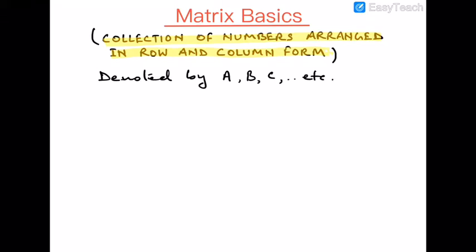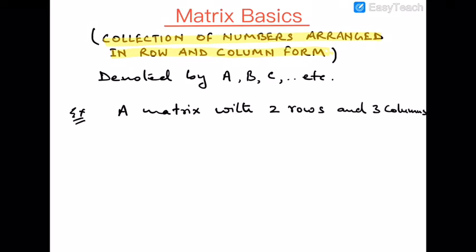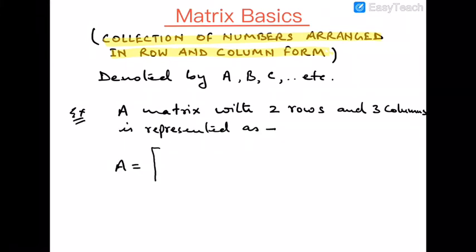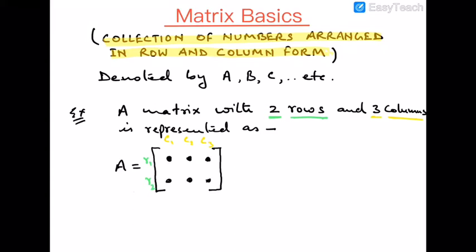For example, a matrix A with 2 rows and 3 columns is represented as capital A, that is for matrix, is equal to square brackets. So all rows and columns are enclosed in these square brackets. We have 3 columns C1, C2, C3 and 2 rows R1 and R2, and these dots represent numbers in the form of rows and columns.